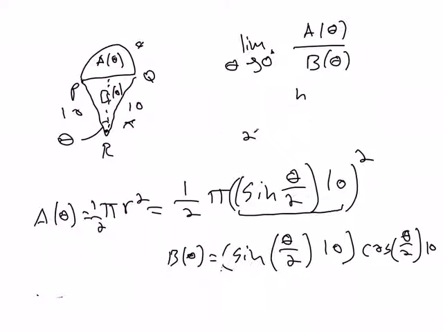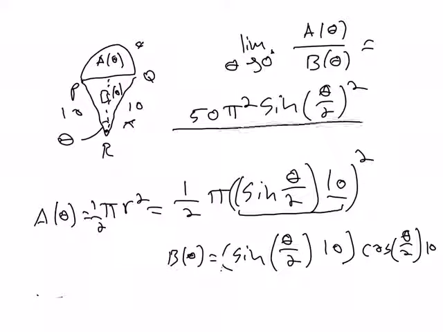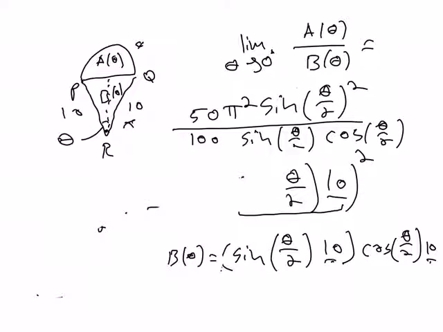So now let's rewrite our limit. When we square 10 we get 100, when we take half of that we get 50, so it's going to be 50 pi sine of that squared over, and then over here we're going to get 100, and then that's from that, and then we get sine of the angle over 2 times cosine of that. I'm going to erase all this.